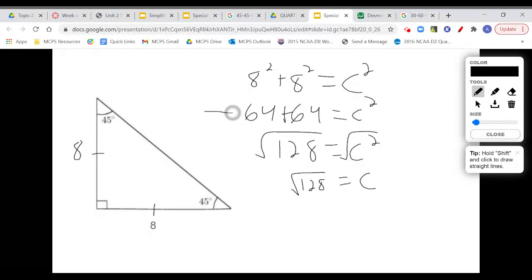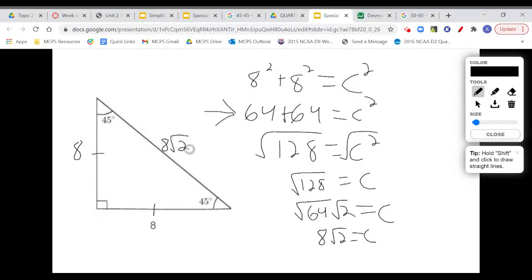Because I found perfect squares right here, 128 is the sum of two perfect squares. So that perfect square of 64 has to be one of the factors. I could rewrite the square root of 128 as 64 times 2. I got it from adding 64 to itself, so that's 2 times 64. And I'm just going to write the square root of 64 times the square root of 2. From there, I take the square root of 64. That is 8. The square root of 2 cannot be simplified any further. And I find that the length of my hypotenuse is 8 times the square root of 2.